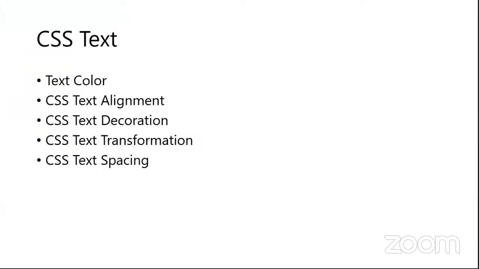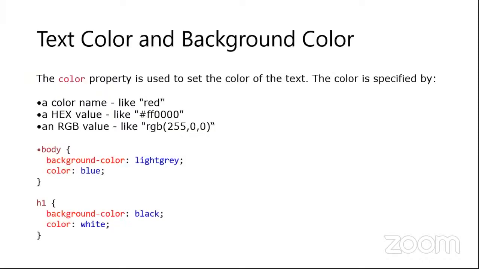CSS text. So CSS text covers text color and text alignment. We may also see CSS text decoration, text transformation, and text spacing. These are all under CSS text, and we will discuss them step by step. So, text color and background color. The color property is used to set the color of the text. The color is specified by a color name like red, a hex value like the hashtag and the color value.